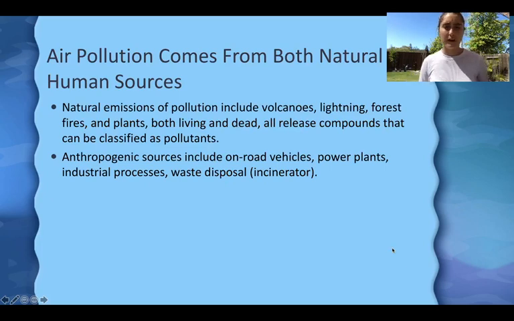Okay, we're getting close here, guys. So air pollution comes from both natural and human sources. So those natural emissions I've sort of mentioned here: volcanoes, lightning, forest fires. Plants, both living and dead, release compounds that can be classified as pollutants. And then anthropogenic sources: cars or vehicles or methods of transportation that are burning fossil fuels, power plants, any type of industrial processes, waste disposal where they're burning waste, like in an incinerator. We see pollution coming from kind of everywhere.